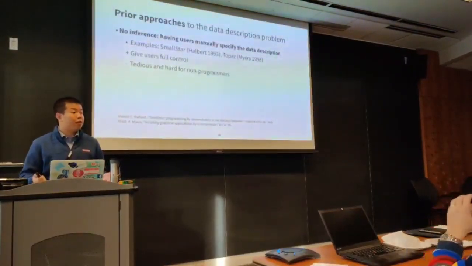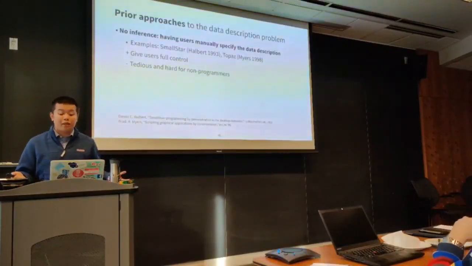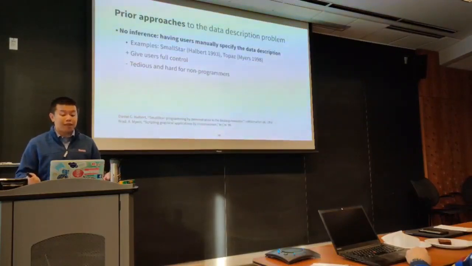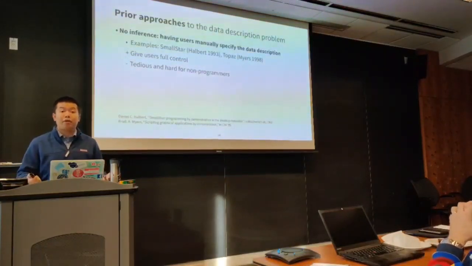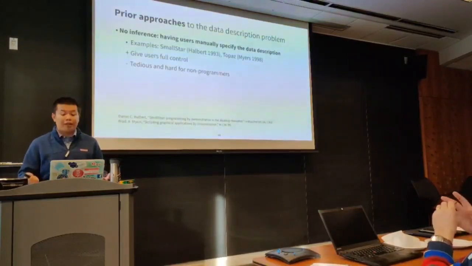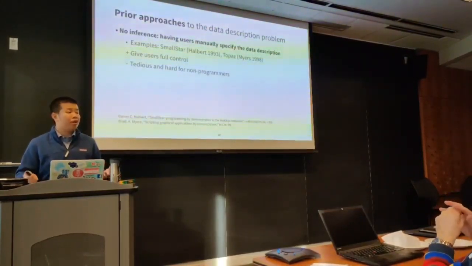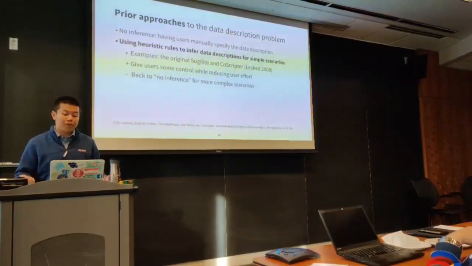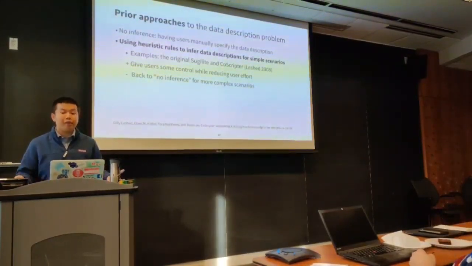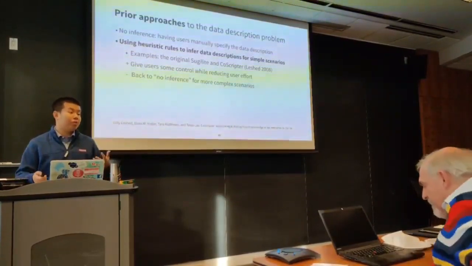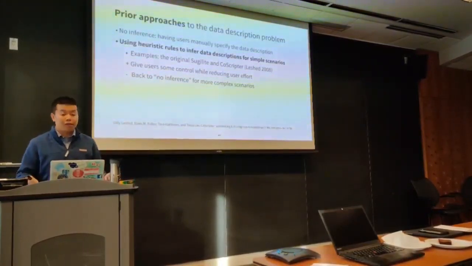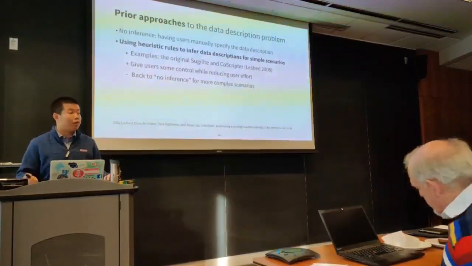There are some prior approaches to this problem. Each has its own limitations. The first approach basically makes no inference and asks the users to manually specify their data description. It gives the user full control, but it's very tedious and also hard for non-programmers. There are many prior studies that show that non-programmers are not really good at doing this. Another hybrid approach is to use heuristic rules in conjunction with manual specification. So in simple scenarios, a heuristic rule will just generate the data description. But when the situation is more confusing, it will go back to the user and ask the user to specify the data description.